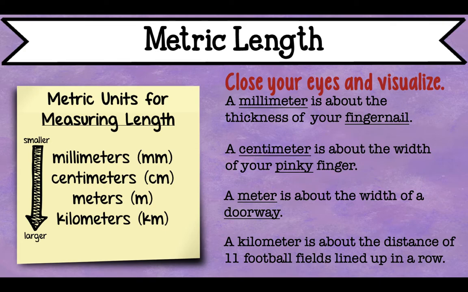When we think about a meter, if you have a doorway that you can see right now in your house, that doorway is probably about 1 meter wide. And a kilometer is about the distance of 11 football fields lined up in a row. So you'll have to close your eyes to think about that one, to imagine 11 whole football fields lined up, one right after the other. That would be about a kilometer.